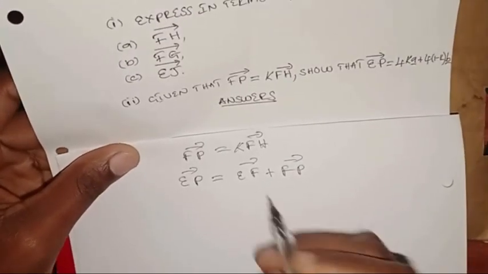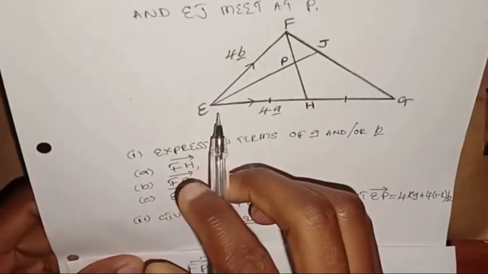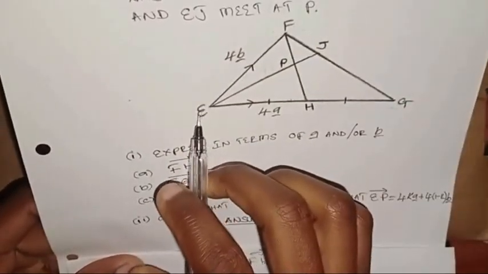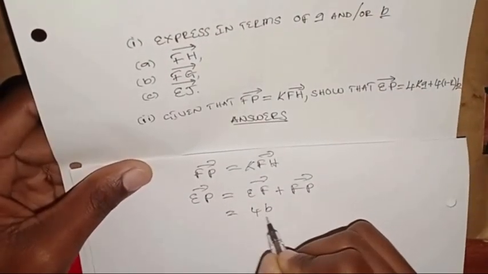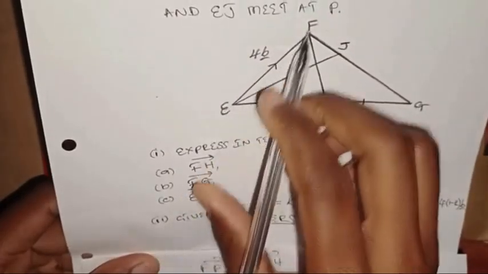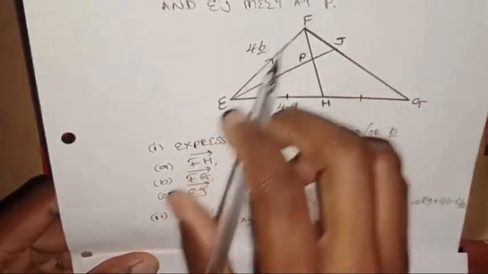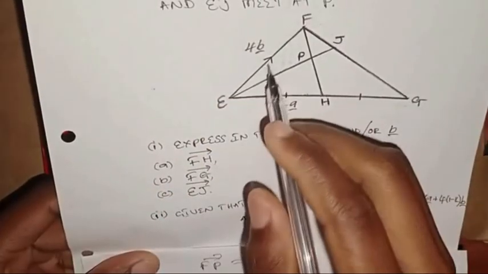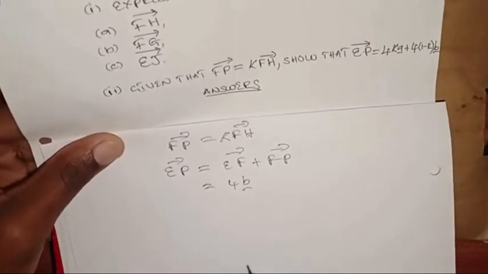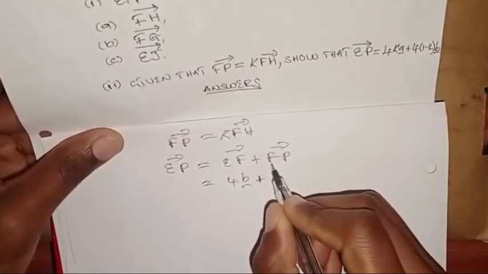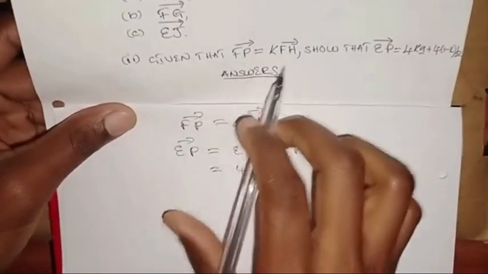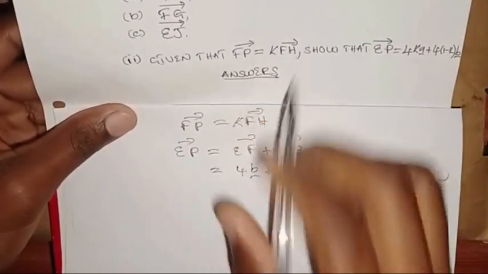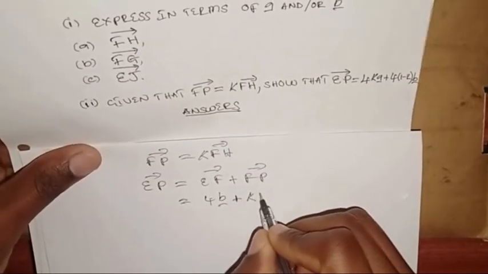Now after doing that, what's the value of EF, or the magnitude? As you can see, EF equals 4b. By the way, you should mind the direction. Since EF is the same direction as this vector, it's going to maintain the sign. But if it were in an opposite direction, you would have changed the sign. So make sure that you bear that in mind. Plus FP. It hasn't been given in here, but it has been given right here, as you can see. FP equals KFH.